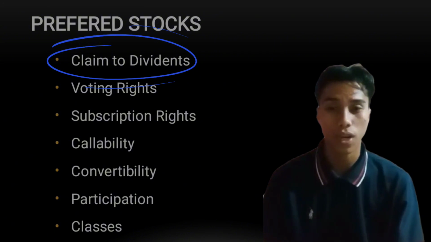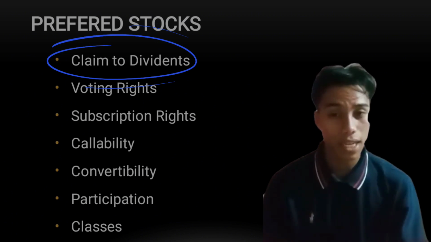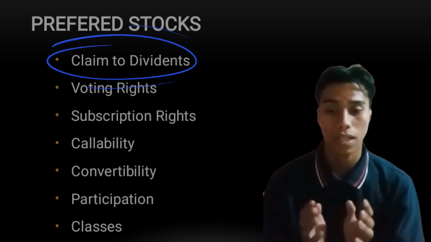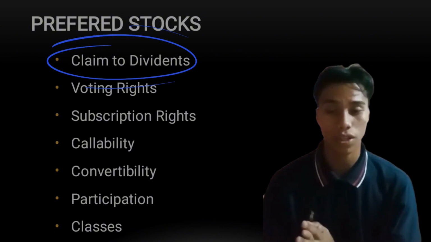So the cumulative is a type of preferred stock with provisions that stipulate that if any dividend payment has been missed in the past, the dividend owed must be paid out to cumulative preferred shareholders first.